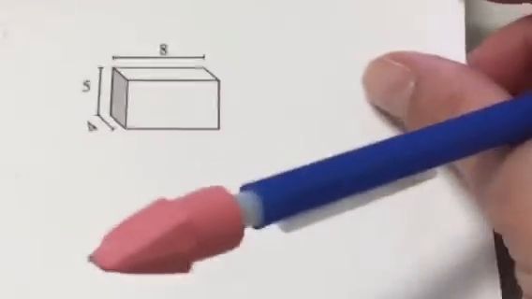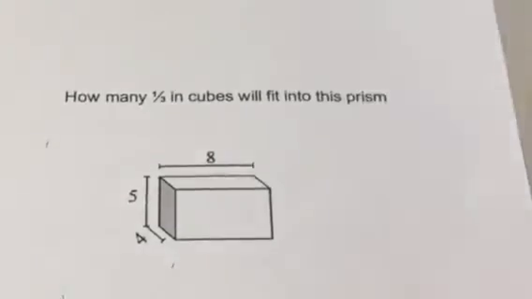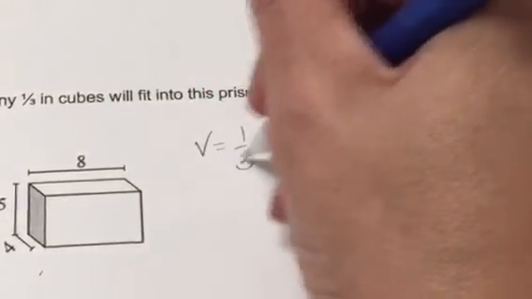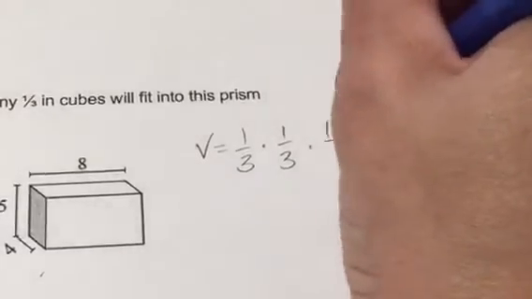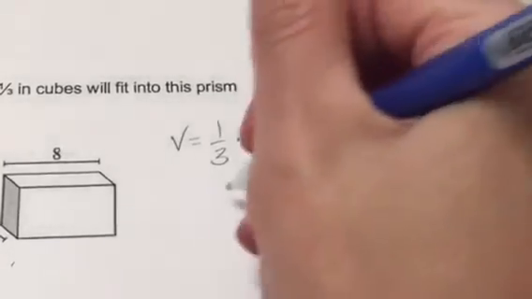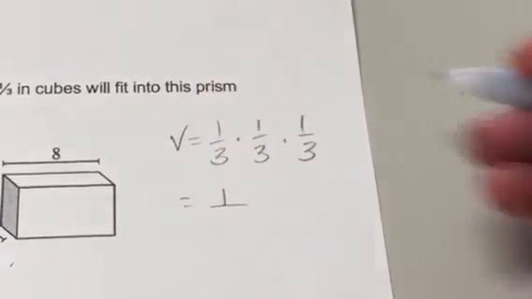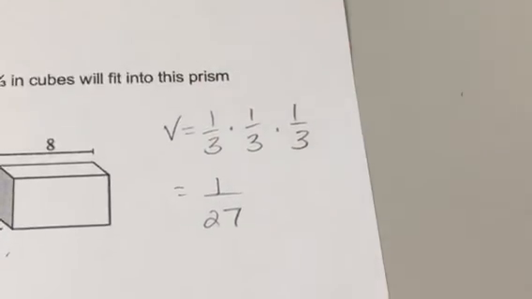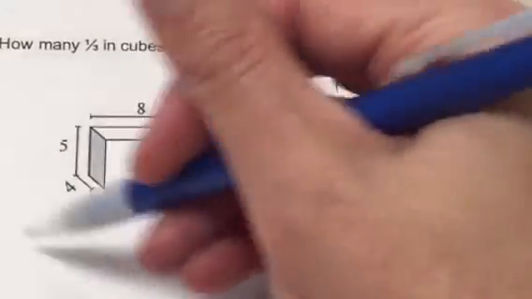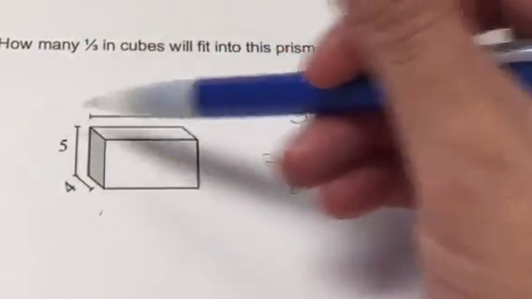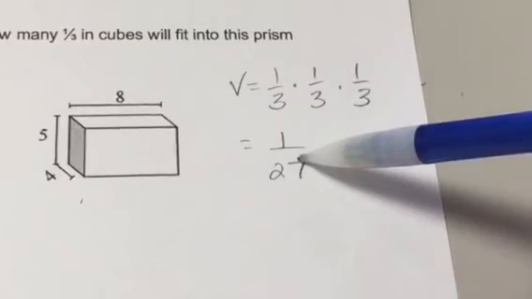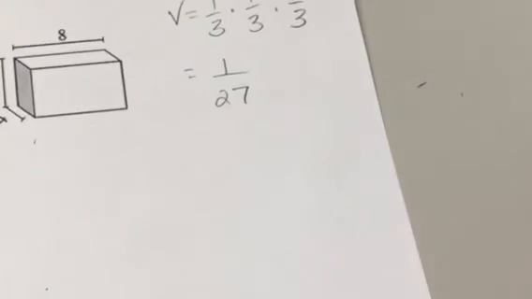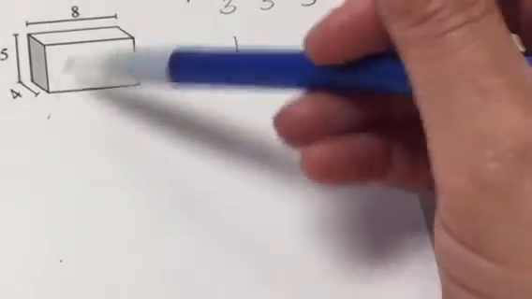Now for that second one, you're going to do that the same way, but this time there's 1/3 inch cubes. So you're going to have to find the volume of one of those cubes by multiplying all the dimensions, which would give you 1/27 inch cubes. So you're going to find the volume of the big prism, and then you're going to divide that by the volume of the cubes to figure out how many cubes will fit inside that.